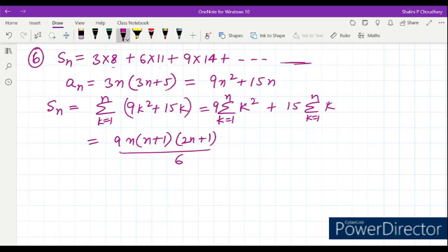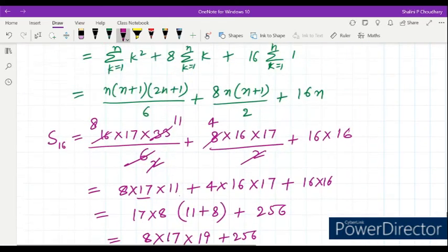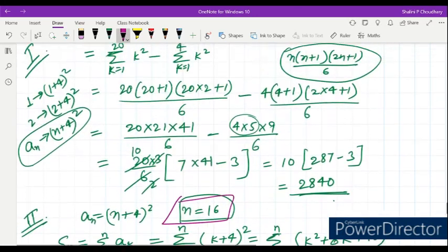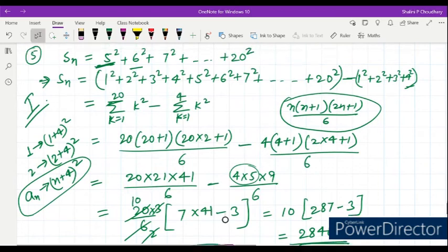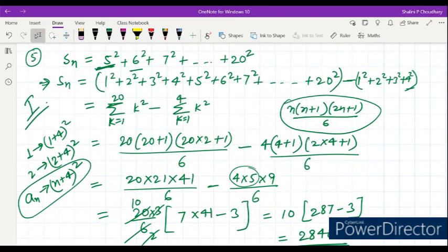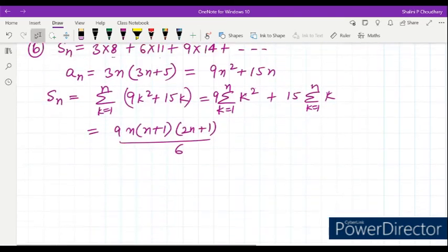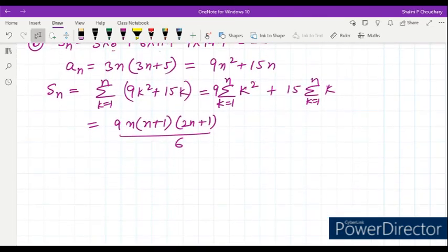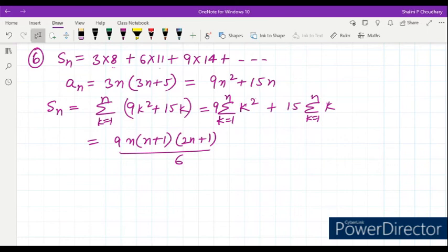The nth term is not given. How many terms are there? So we'll use n here. We don't have any value. Like in the previous one we were having the value till 20, 20 square was the last term and 16 terms were there. Now here it is not given how many terms are there, so n is not given, so the answer will be in terms of n.